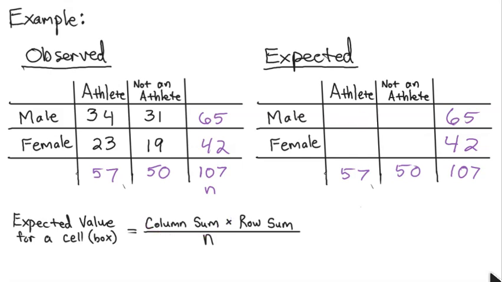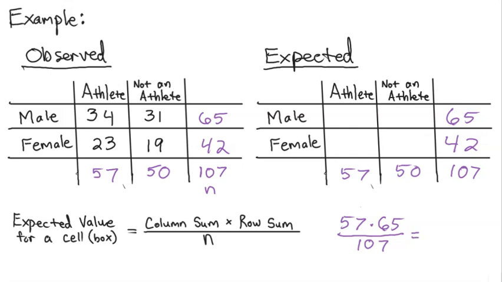So for this one right here, the expected value that we're going to put right here, we're going to multiply the column sum, that's 57, times the row sum. So it's this one. This is the column sum, and this is the row sum. So we're going to do 57 times 65, and that's going to put us right there. Then we're going to divide by the sample size, which is 107. So we're going to do 57 times 65 divided by 107.